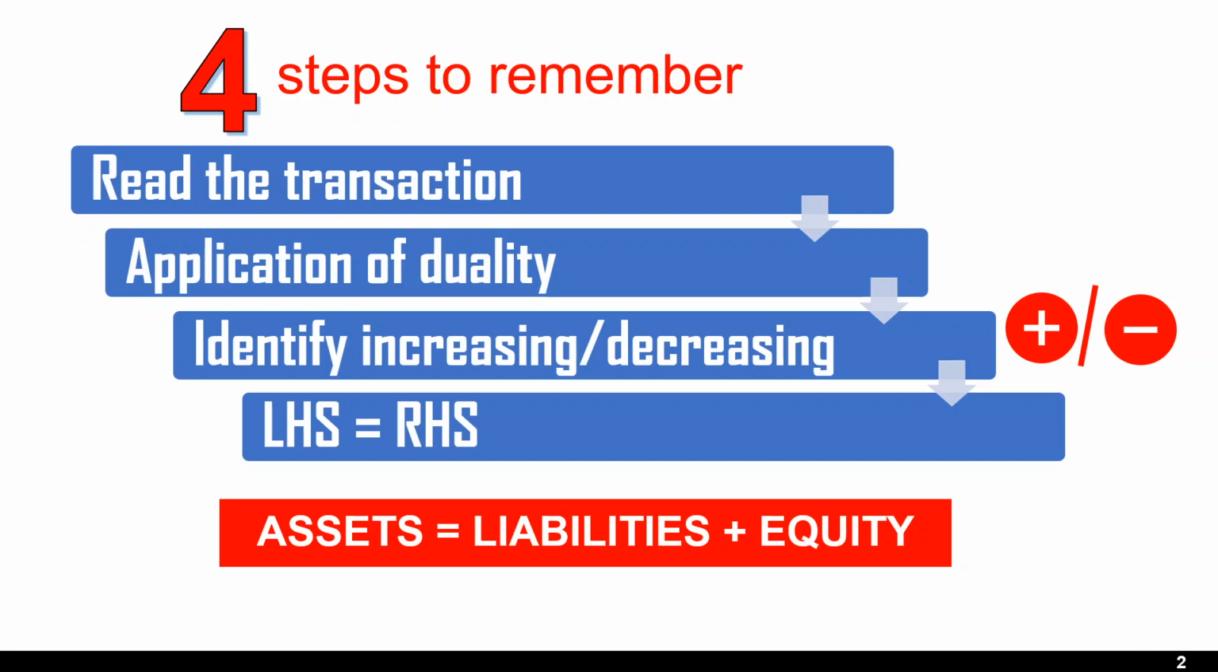For that, we need to understand those affected accounts. Then we need to see the impact to those affected accounts, whether the transaction is having a positive or a negative impact on their balances. In other words, we need to see whether those account balances are increasing or decreasing as a result of the business transaction. So in the accounting equation, we use plus or minus signs to depict increasing or decreasing effects.